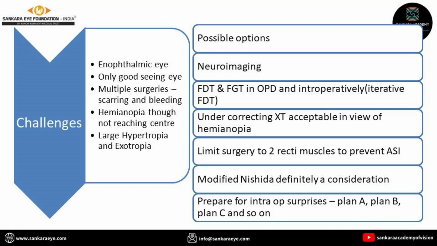So the possible options would include neuroimaging to find out what is happening with the inferior rectus in the left eye, and FDT and FGT in the OPD and intraoperatively in the left eye. Undercorrecting the XT may be acceptable in view of the hemianopia. Limiting the surgery to two recti muscles is important to prevent ASI, or anterior segment ischemia. A modified Nishida's procedure is definitely a consideration.